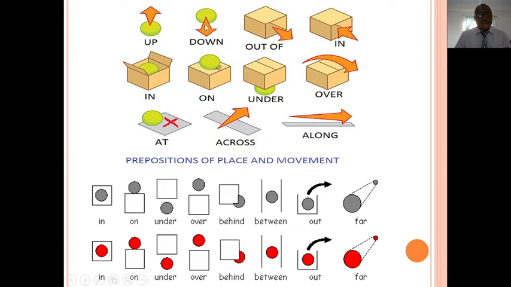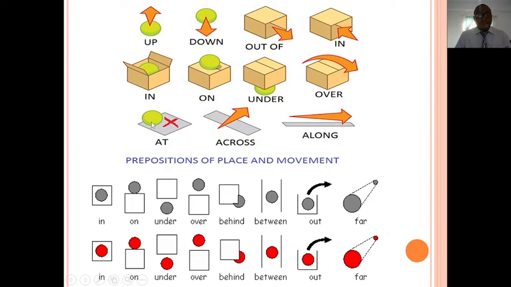down. You can see the arrow is pointing down. Out of. So the arrow is pointing out of the box. In. The arrow is pointing in the box. In. The ball is in the box. On. The ball is on the box. Under. The ball is under the box. Over. If we look at the arrow, we can see it is pointing over the box.